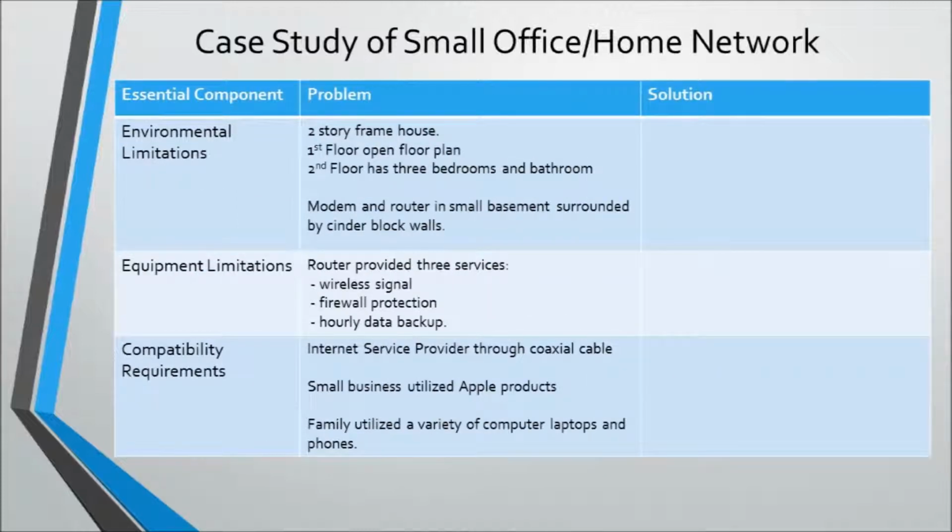The building was a 2-story frame house. The first floor was an open floor plan, and the second floor had 3 bedrooms and a bath. The modem and router were located in a small basement surrounded by cinder block walls.